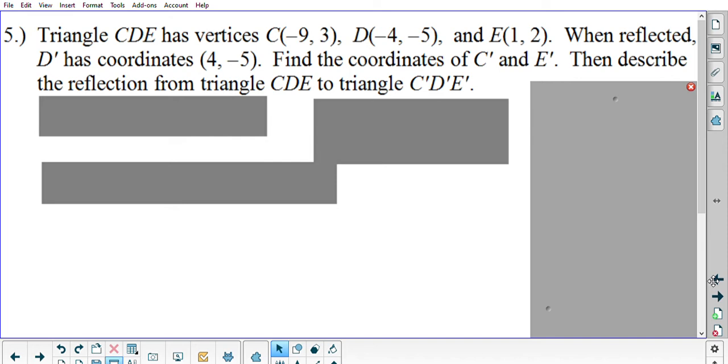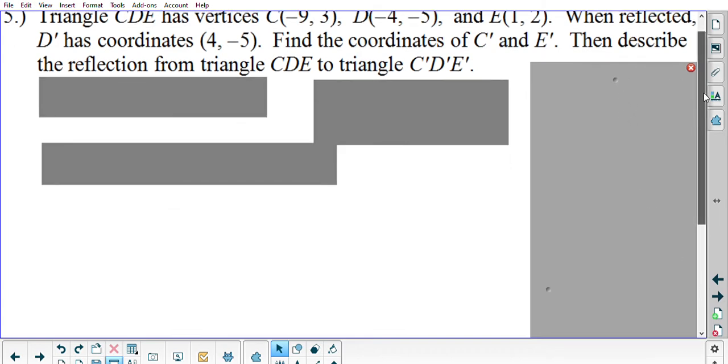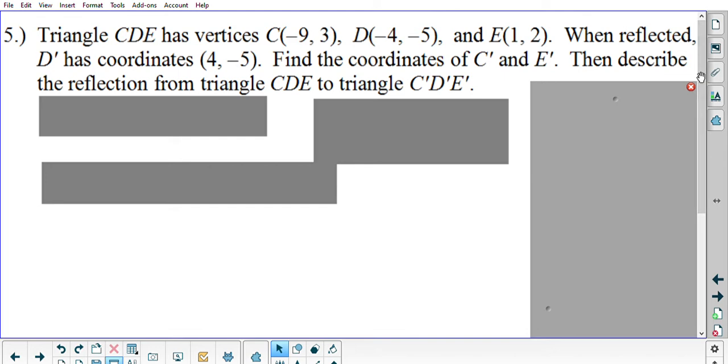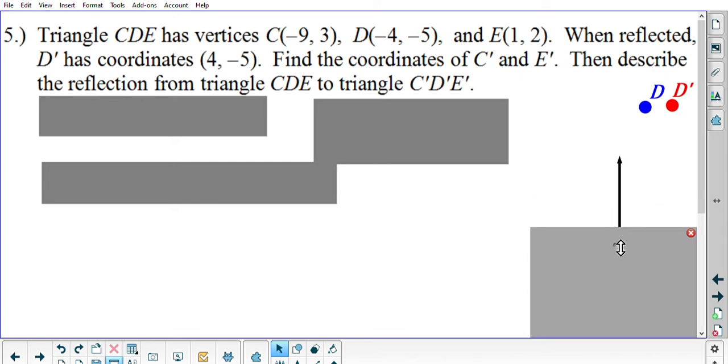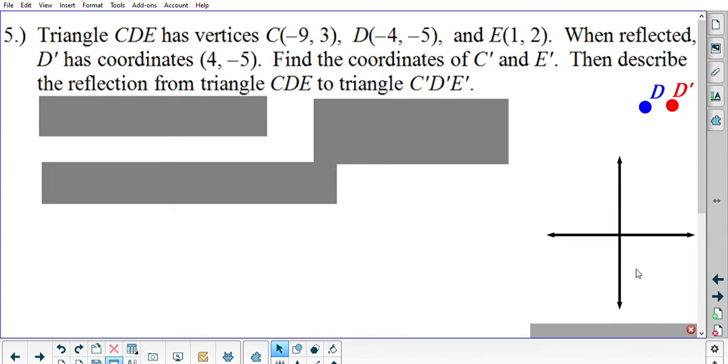Here we go. It says triangle CDE has vertices, and then you can read what they are. When reflected, D prime has coordinates (4, -5). Find the coordinates of C prime and E prime. Then describe the reflection from triangle CDE to triangle C prime, D prime, E prime. All right. Again, if you need a visual cue to help you, then quickly sketch an x and y axis so you can look to see what's happening here.